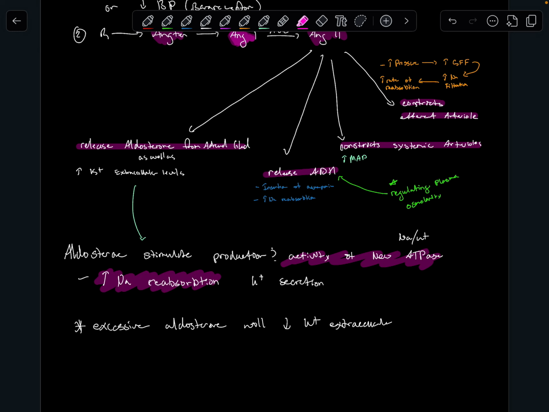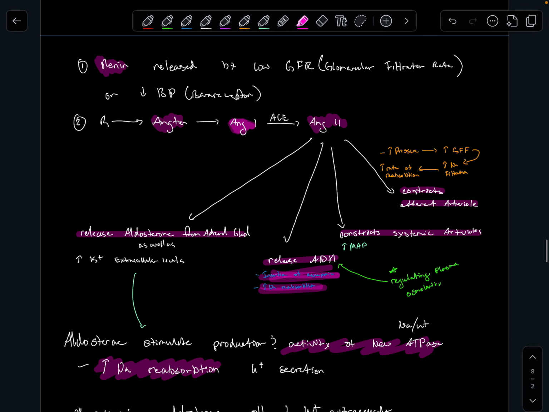A release of ADH, so an antidiuretic. So this doesn't make you pee. This prevents you from peeing. So this allows for the insertion of aquaporins, which would allow for water to enter, be reabsorbed by the blood, and also increase sodium reabsorption. Constricts systemic arterioles, so that it just increases your mean arterial pressure. Constriction of efferent arterioles.